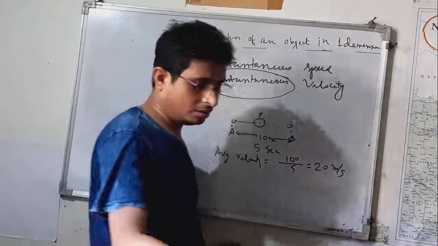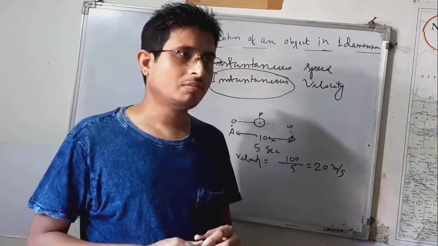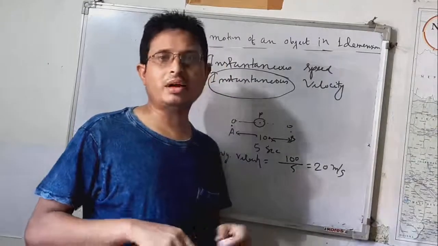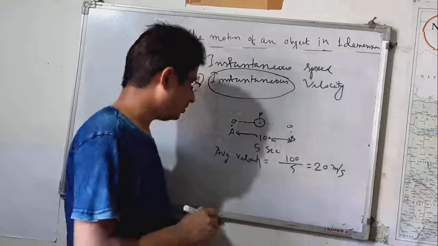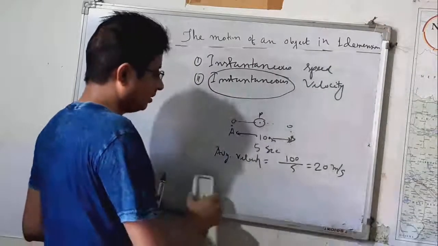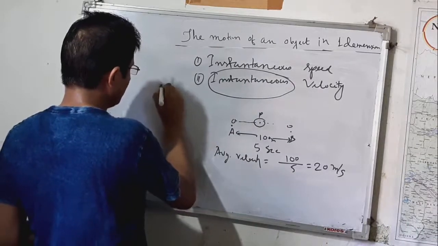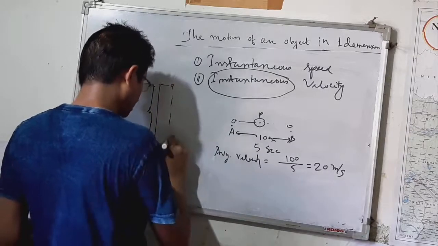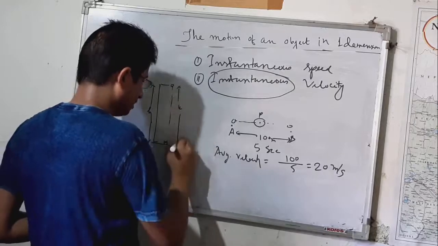Now we can also understand the concept of instantaneous velocity by considering the example of Newton's apple story. Everyone has heard the story of Newton and the falling of the apple. Suppose the tree has a certain height h, from which the apple falls. It reaches the ground at t seconds.